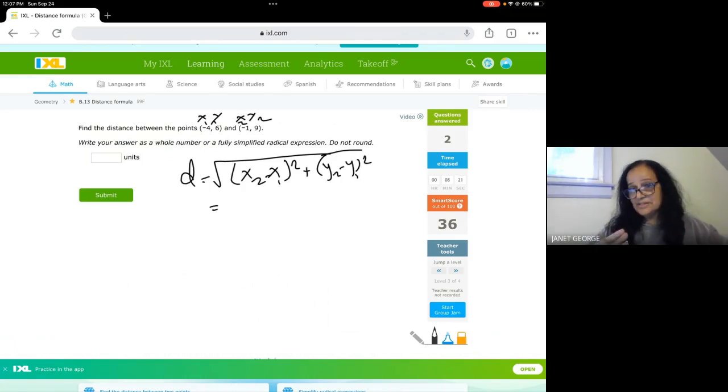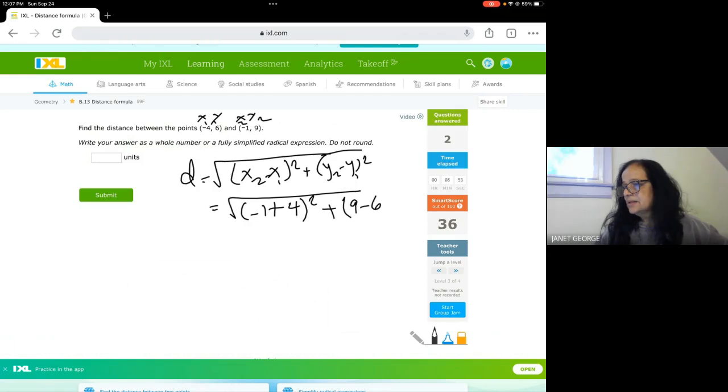Third step is to substitute. So let's see what we have in here. Pay attention to the sign. Negative 1, minus negative, right? So minus negative turns to plus, plus 4. Why plus 4, not minus 4? Because the formula has minus and the point x is negative, so minus negative turns to plus, okay? Remember to square it. Plus (9 minus 6). Make sure you put it under the square root.